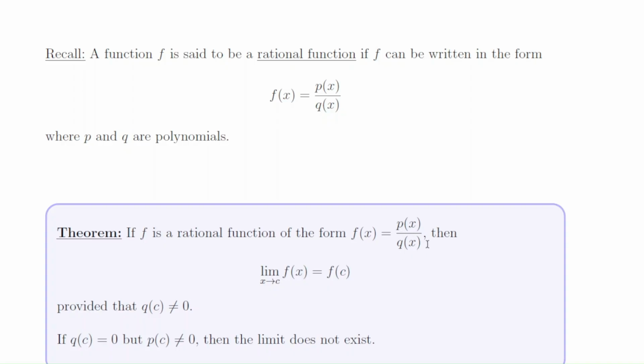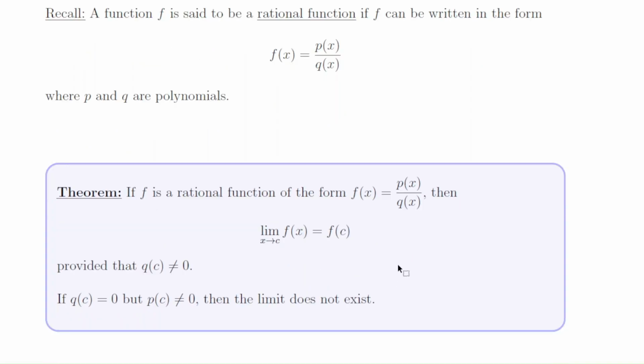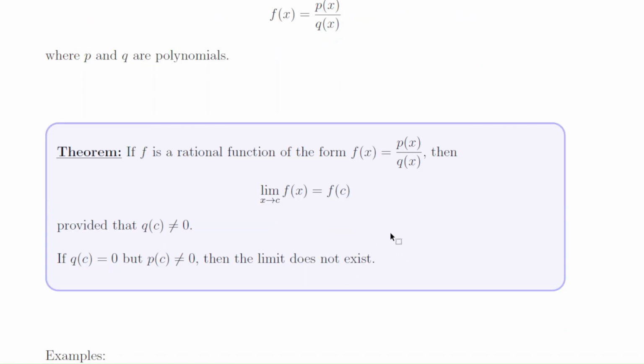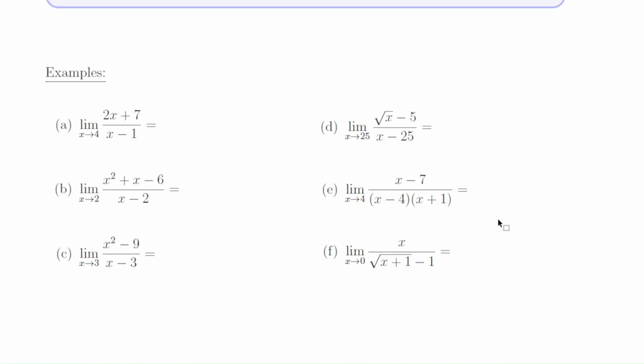But if q of c is 0 and the top one is not 0, then the limit's not going to exist, because essentially it's going to blow up. You're going to blow up to infinity or minus infinity at that value. Okay, well, let's look at a few examples to finish off the video.